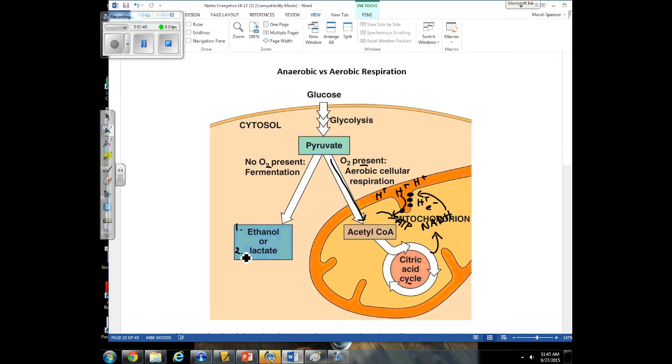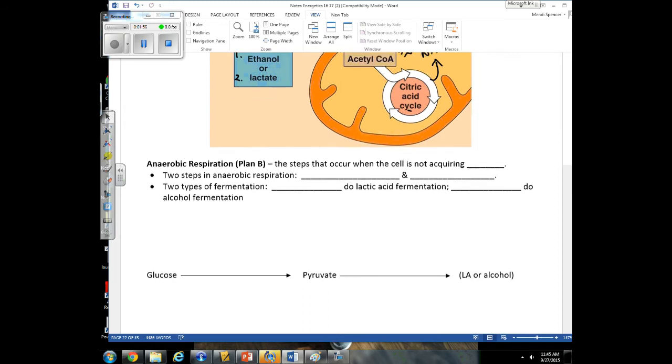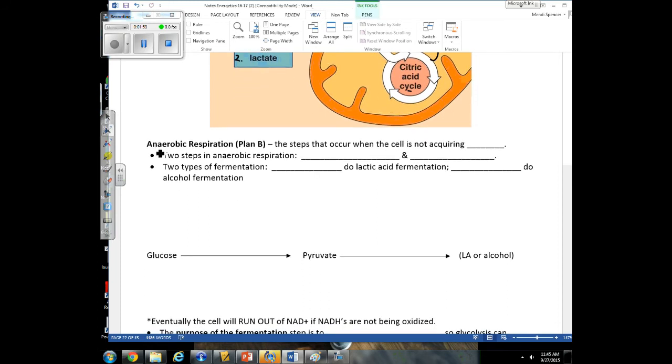So a second type of fermentation is lactic acid fermentation. So let's indicate that in some of these blanks, and then we're going to go back up to the diagram again. So again, anaerobic respiration is going to occur whenever the cell is not getting enough oxygen. And there are two steps. First, glycolysis occurs. And as you can see from the diagram, the glycolysis in aerobic respiration and anaerobic respiration is exactly the same. But that second step is different. Instead of the prep reaction, if there's no oxygen, then the next step is the fermentation step.